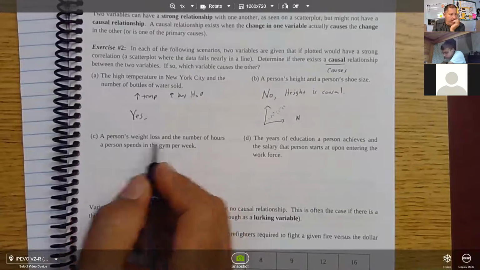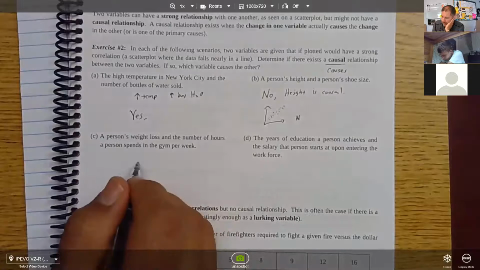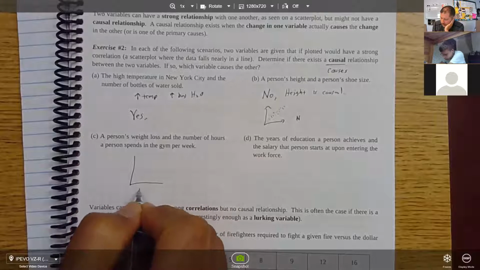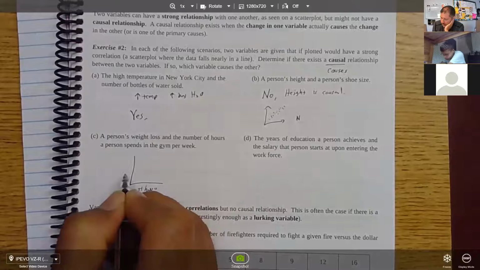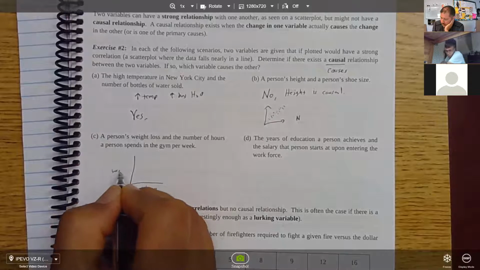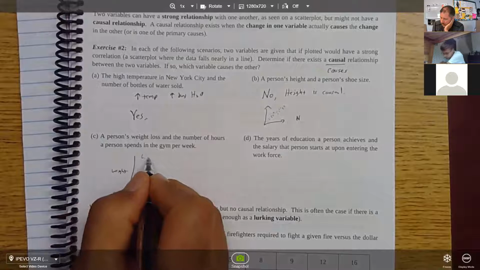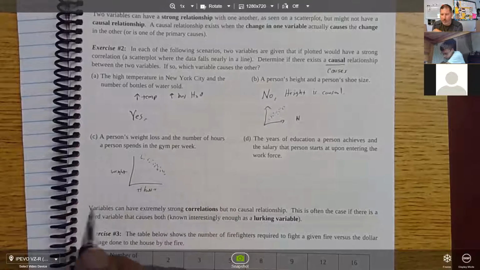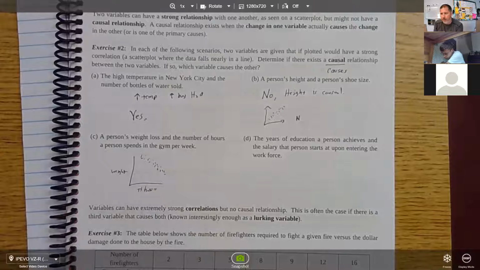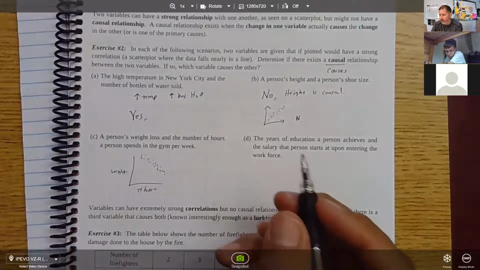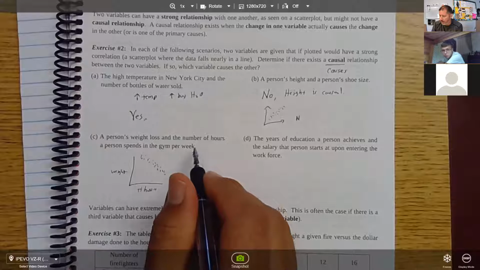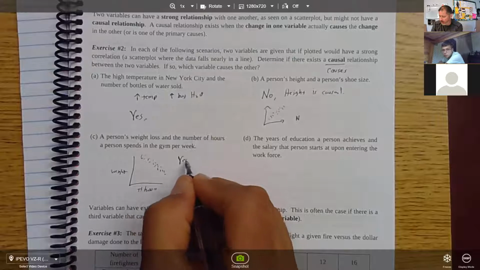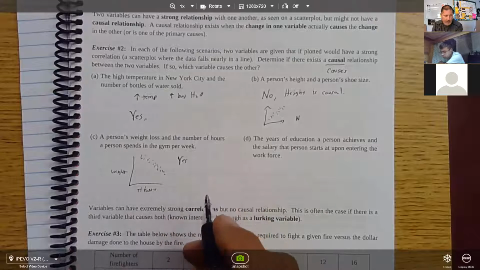A person's weight loss and the number of hours they spend in the gym, is that causal? So if this is the number of hours you spend in the gym and this is your weight, the more hours you spend, the less you weigh. Now it's not true for everybody. Some people go to the gym to get big, but most people go there to lose weight and be healthy. Is it causal? Yes, it's definitely causal, because as you go to the gym, you'll lose more weight.